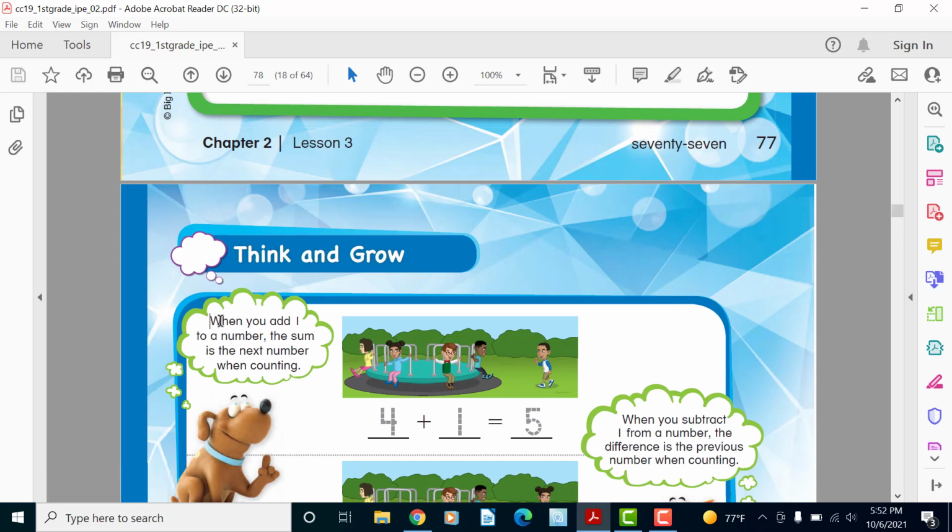Let's look at what Newton the dog says. When you add 1 to a number, the sum, right? Remember, when you add numbers together, you get a sum. The sum is the next number when you're counting. So 4 plus 1, right?